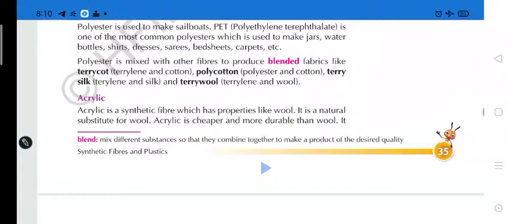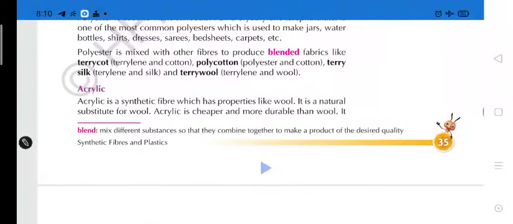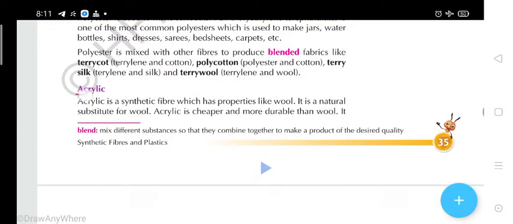Now there is another synthetic fiber, what is it? Acrylic. Acrylic is a synthetic fiber which has properties like wool. It is much more similar to wool. It is a substitute for natural wool. Acrylic is cheaper and more durable than wool. Cheaper means less money than natural wool, and durable means long lasting.